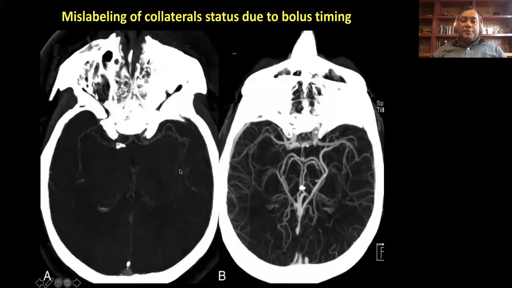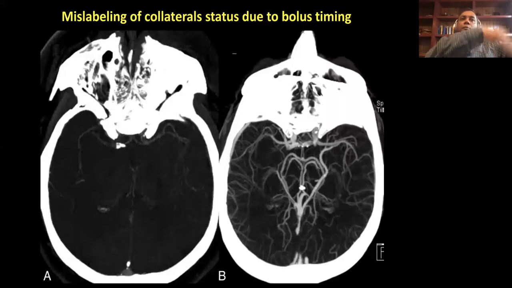These are extreme examples, but on the left side, you see we got a scan where we actually acquired the scan very early, which means the scan got done very early in comparison to the bolus.